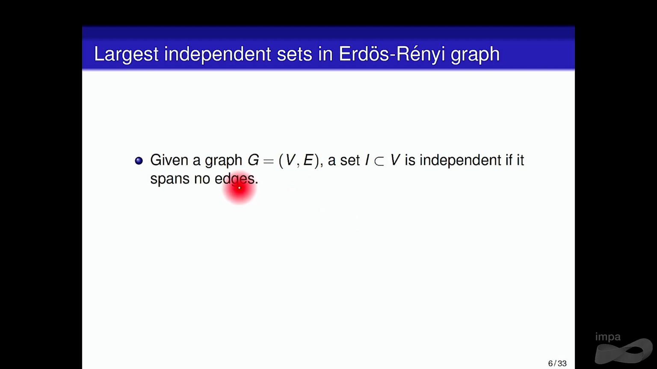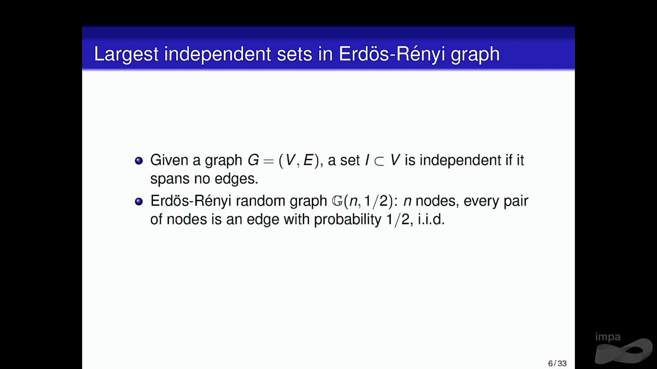Before we get to random graphs, let me introduce one object that's probably also familiar to many of you. It's called the largest independent set problem. Given a graph, an independent set is a collection of nodes that spans no edges. So it's like a collection of humans that are not friends with each other. The challenge is to find the largest cardinality independent set in a given graph. That's a canonical NP-hard problem.